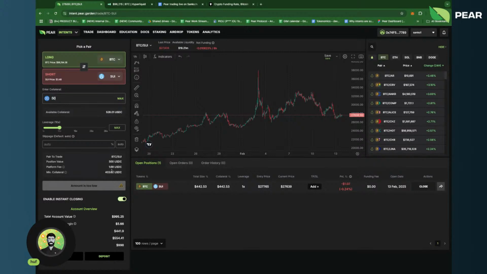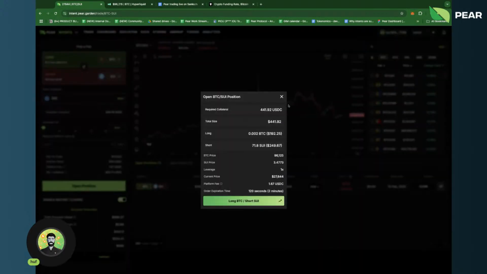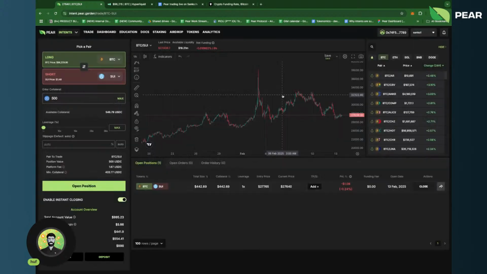Amount is too low, minimum collateral. Oh, I have to use a certain... Okay. 500. Let's do that position again. So I am going to average into these positions. I talk about doing clips, but averaging into positions is something I like to do.